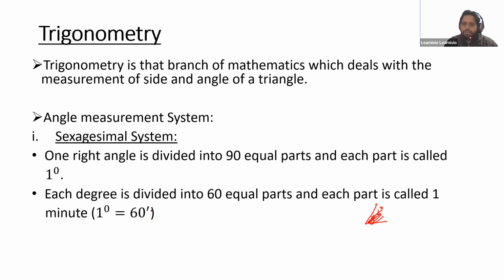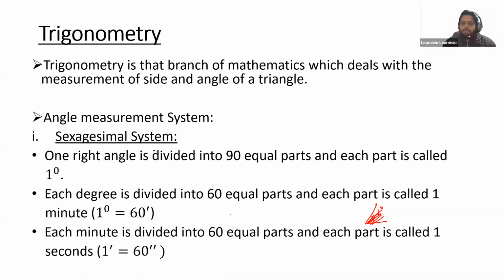Is this relation clear, Bhautika, Krishna and Yusra? Yes, sir. Okay, very good. Then we have one more unit other than minute, that is seconds. So 1 minute is equal to 60 seconds. Each minute is divided into 60 equal parts and each part is called 1 second. There's no need to learn all the definitions. We just need the relation that 1 degree is equal to 60 minutes and 1 minute is equal to 60 seconds.